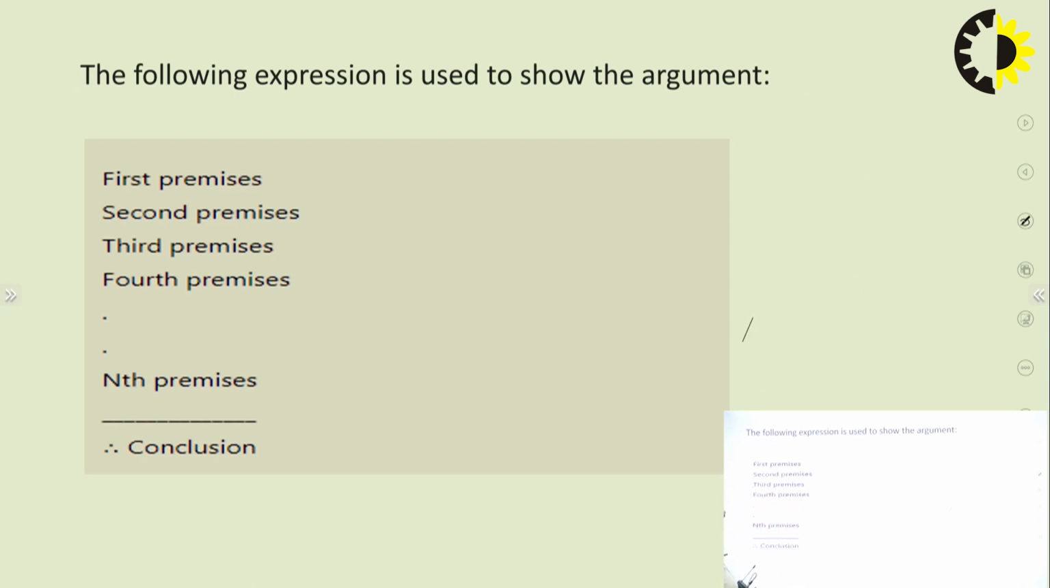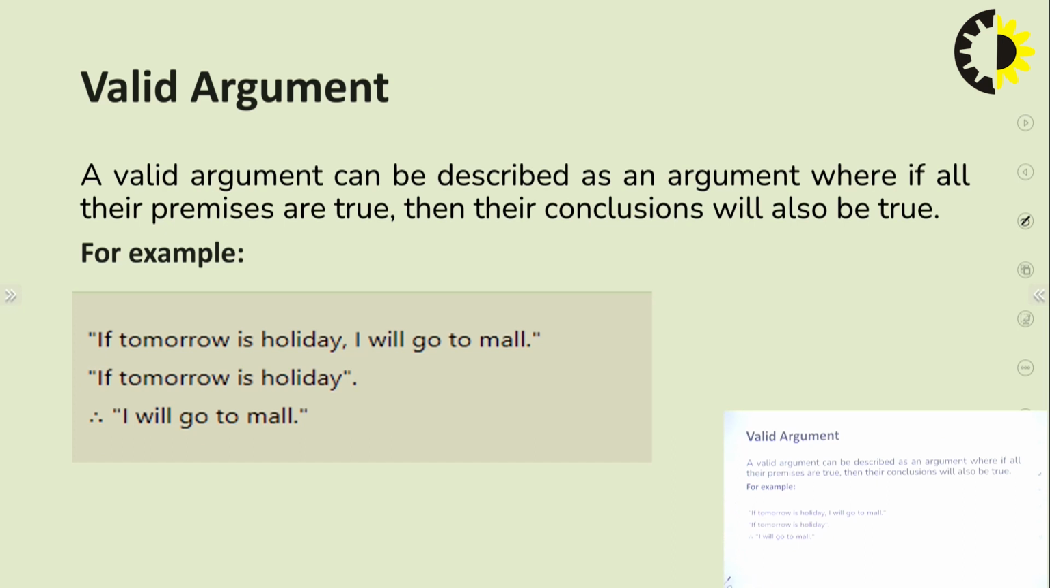This is how we express our argument: the first premise, then second, then third, then fourth and so on up till n, and at the end we have therefore the conclusion, whatever is there in the conclusion statement. Now, if I want to check whether my argument is valid or not, a valid argument can be described as an argument where if all the premises are true, then the conclusion also needs to be true. That is, I find the rows where there is a true value for my premises, and at that place I should have a true value in the conclusion as well.